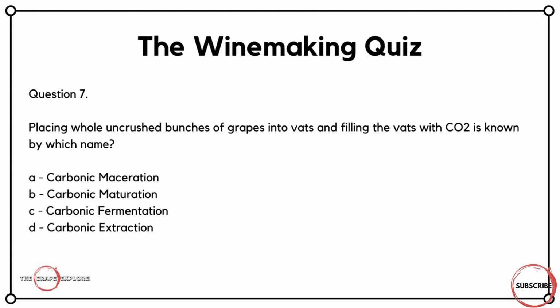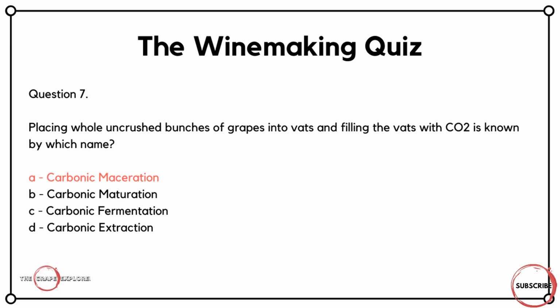Question 7 is another very specific, quite scientific approach to winemaking. Placing whole uncrushed bunches of grapes into vats and filling the vats with carbon dioxide, or CO2, is known by which name? Is it A, carbonic maceration? Is it B, carbonic maturation? Is it C, carbonic fermentation? Or is it D, carbonic extraction?